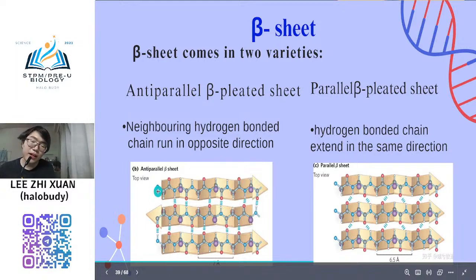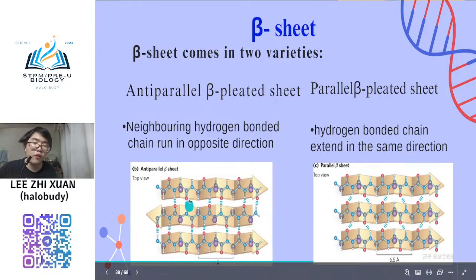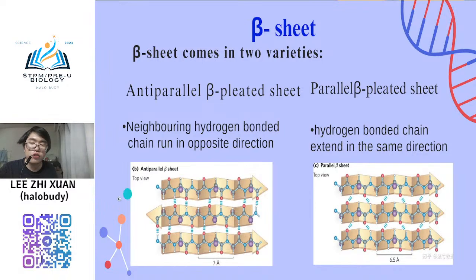This diagram is compared to the alpha helix. Alpha helix is like a single polypeptide chain that just coils like this, like a snake. But this one is like a paper. Upright, all the amino acids are straight, and they can join like this and form hydrogen bonds, parallel or anti-parallel to each other like that.